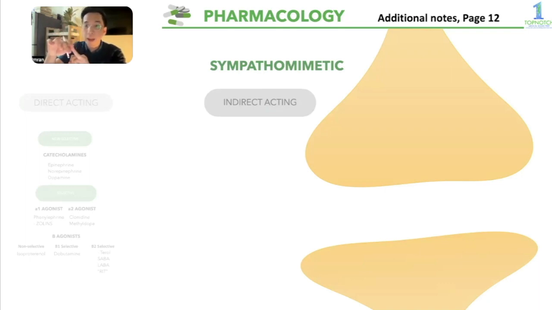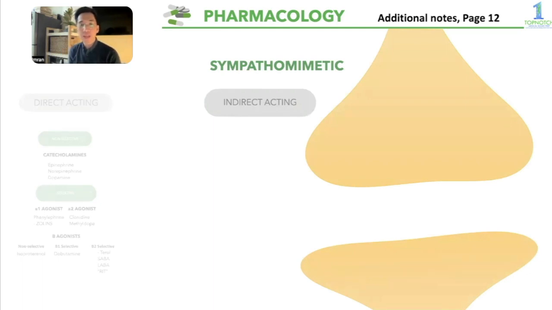For alpha 1, the ending is zolines, and you need to vasoconstrict. Alpha 1 agonists are the zolines. For alpha 2 agonist, you have clonidine. Clonidine is used for high blood pressure, but as I said, it's an alpha 2 regulator. And then for beta agonists, beta 1 is dobutamine for the pharmacologic stress test, and beta 2 selective is for asthma, the terols.